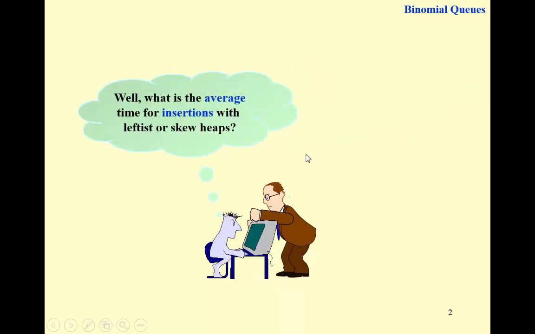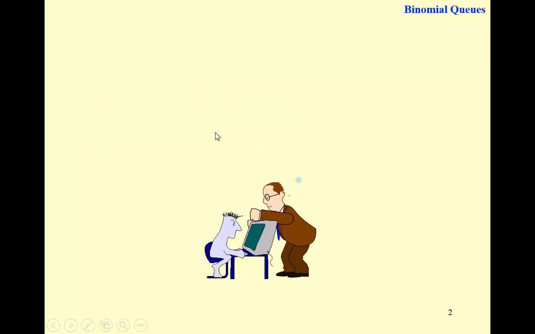Well, what is the average time for insertions with leftist or skew heaps? Do you still remember? The conclusion was that the expected time complexity is still an open question, but we have proved that it's bounded above by log n. So it's big O of log n. Although we expect this upper bound to be a little bit better than log n, there's nothing wrong with saying it's big O of log n, because big O means an upper bound. So what's wrong with that?